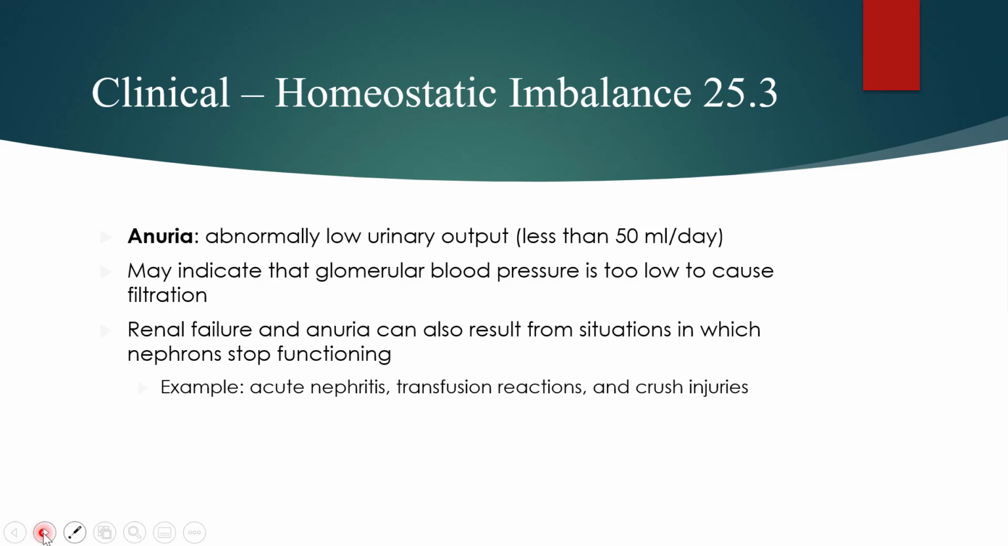So, homeostatic imbalances: anuria is abnormally low urinary output, which is less than 50 ml per day. This may indicate that glomerular blood pressure is too low to cause filtration. Renal failure and anuria can also result from situations in which nephrons really stop functioning. Examples of this will be cases of acute nephritis, transfusion reactions, and crush injuries.